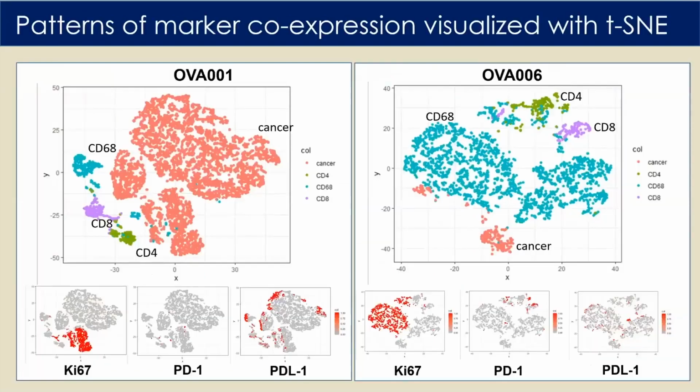We also use other methods to visualize data here, such as t-SNE, which is a high-dimensional embedding algorithm. We found that the composition of the immune cells in the cases can be quite different. When we annotate the expression of other functional proteins, in this case, Ki67, PD-1, and PD-L1, on these plots, we can identify the expression patterns on these immune cell types.